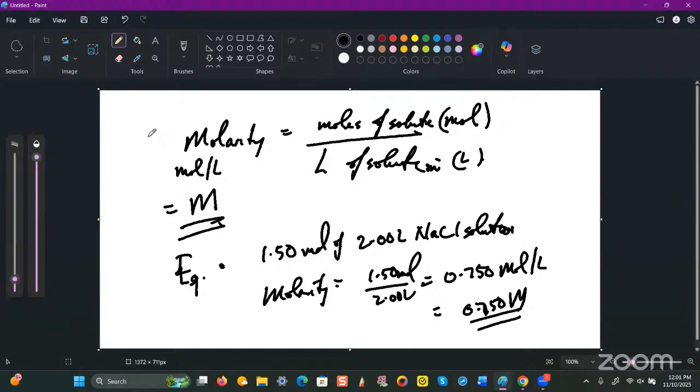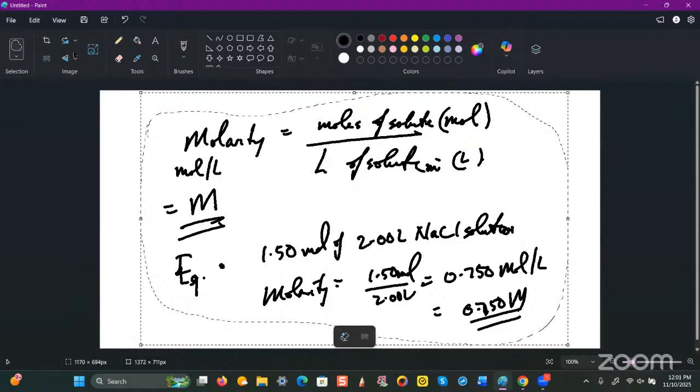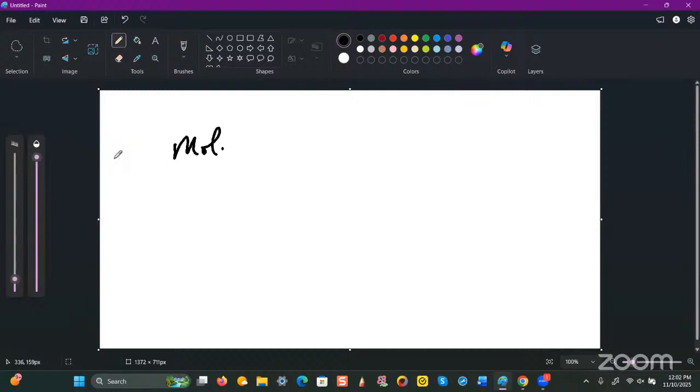So that's basically how that is done. And this is the most common way of expressing the concentration of a solution: dividing the moles of the solute by the volume of the solution in liters. Now there's one more that I'm going to give you, and then I'm going to call it a day. This is not to be confused with molarity. This one is called molality. Let me spell that for you. Molality.